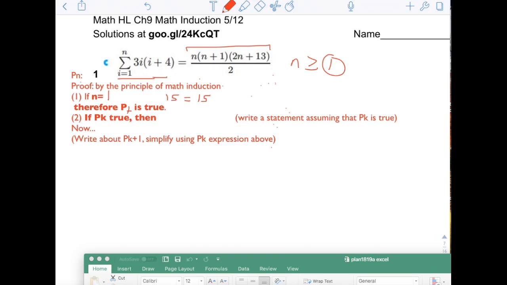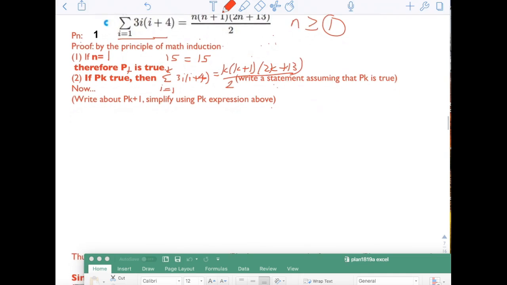Now for the inductive step, if P of k is true, then what do we know? We're going to substitute k in for n. So we'll have sigma i equals 1 to k, 3i times i plus 4, is equal to, and we're going to assume that it's true, so we put k times k plus 1 times 2k plus 13, divided by 2. Okay, so we're going to assume that is true.